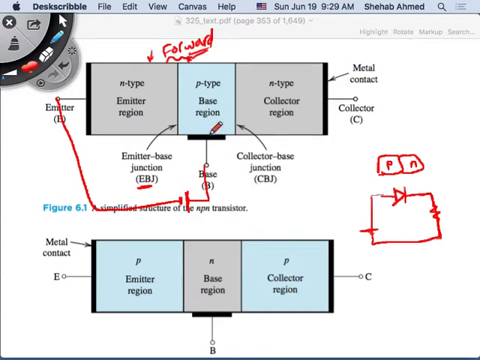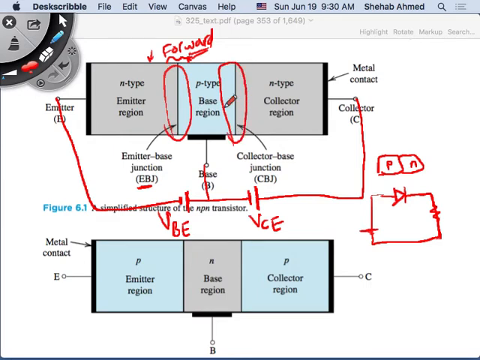And how do I make this junction reverse biased? A negative on the P side and a positive on the collector side. So this would be the voltage of the base with respect to the emitter, and this would be the voltage of the collector with respect to the emitter. So I made this junction forward biased, and I made this junction reverse biased this way.